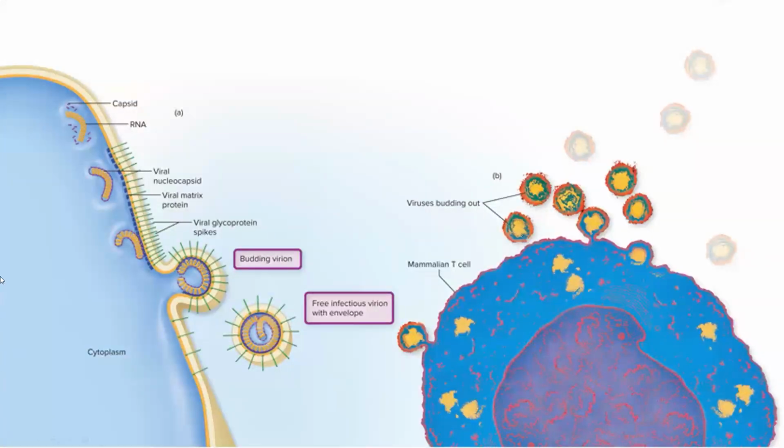Okay, so this shows the release here. We have our host cell, we have the RNA that's been copied, the capsid proteins that have been made, and then they can be packaged into the budding viral particle with its spikes on the outside here. And now it's a free infectious virion ready to go find a new host.